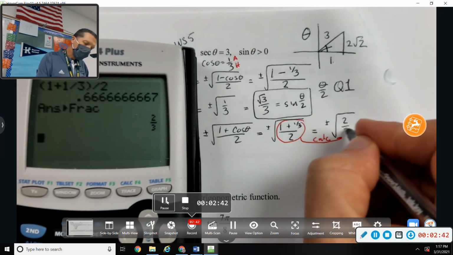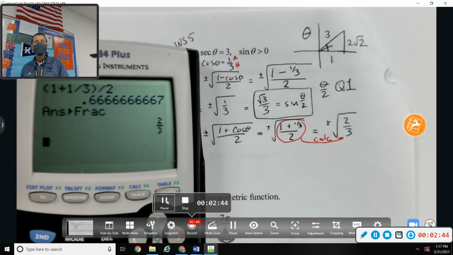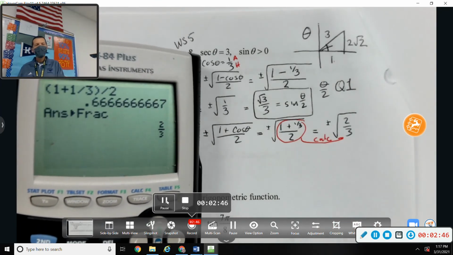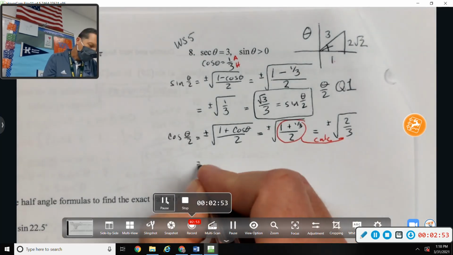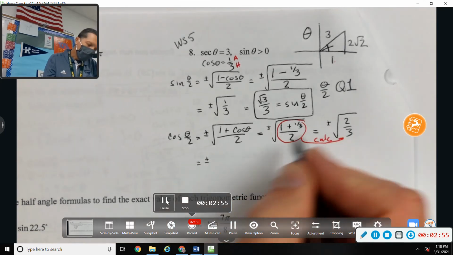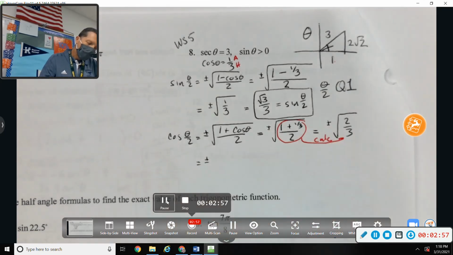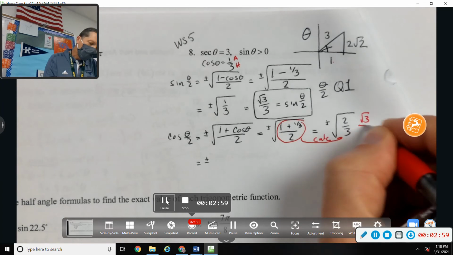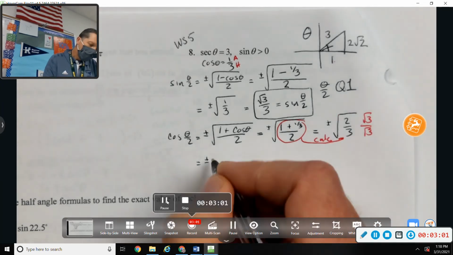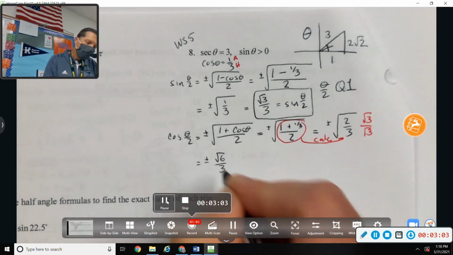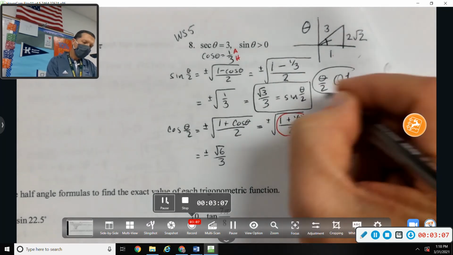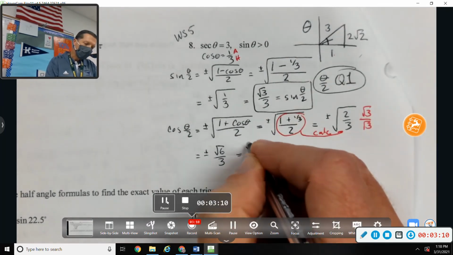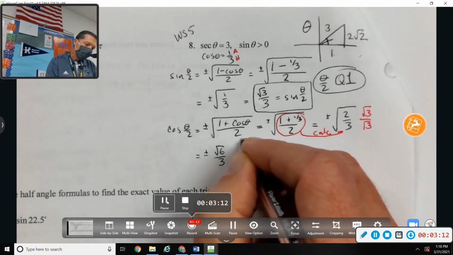So square root of 2/3. Again, don't put the square root in the calculator because you can't undo the square root once you've done it. You can undo fraction stuff, you can't undo square root stuff. So plus or minus, if I fix that, multiply top and bottom by square root of 3, I get square root of 6 over 3. And we already said that we're in quadrant 1, so everybody's positive, so root 6 over 3.